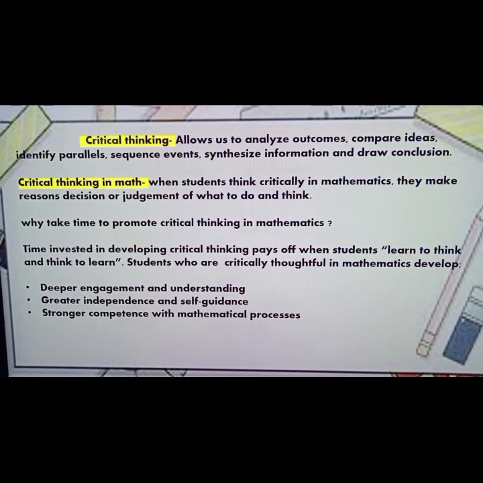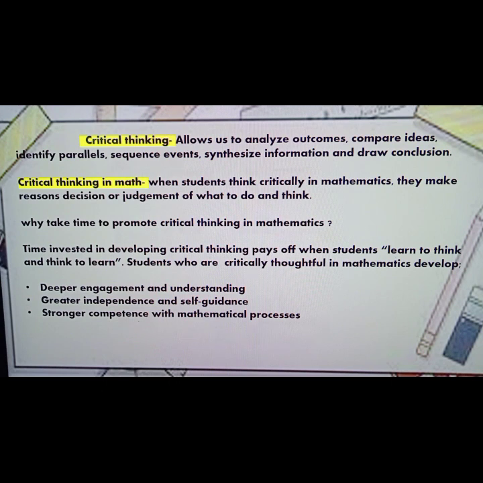So first is critical thinking. It allows us to analyze outcomes, compare ideas, identify parallel sequence events, and draw conclusions. Critical thinking is not new to us. When we say critical thinking, it focuses on our cognitive skills and development. If we relate it to mathematics, we use our cognitive skills and development in relation to mathematics. Mathematics has a lot of processes and things that you need to do in order to come up with the solution or to find the real solution.